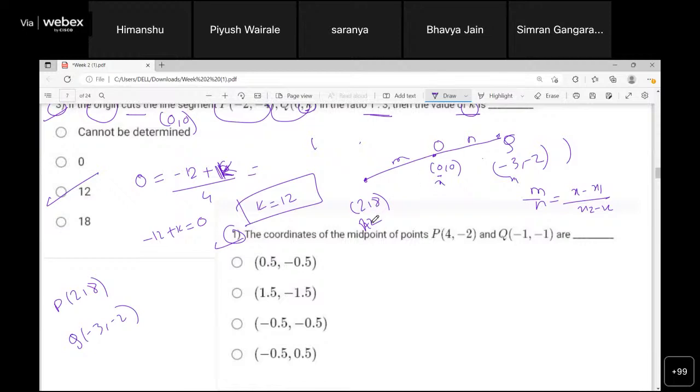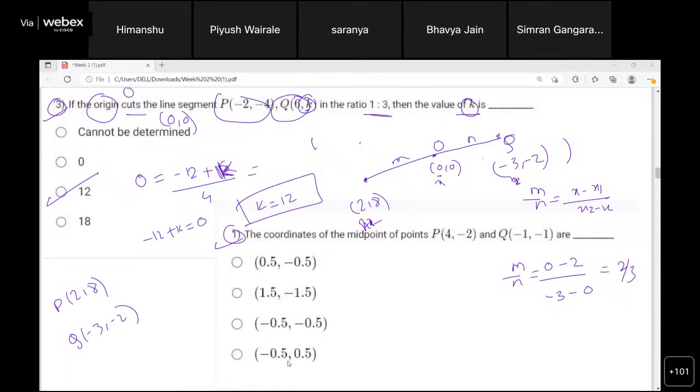Sorry, this is my x1 and this is my x2. Now just apply. What you will get, m by n: x is 0, x1 is 2, x2 is minus 3, and this one is 0, right? So it will be 2 by 3. 2 by 3 is the option. No, sir, the answer is cannot be determined.